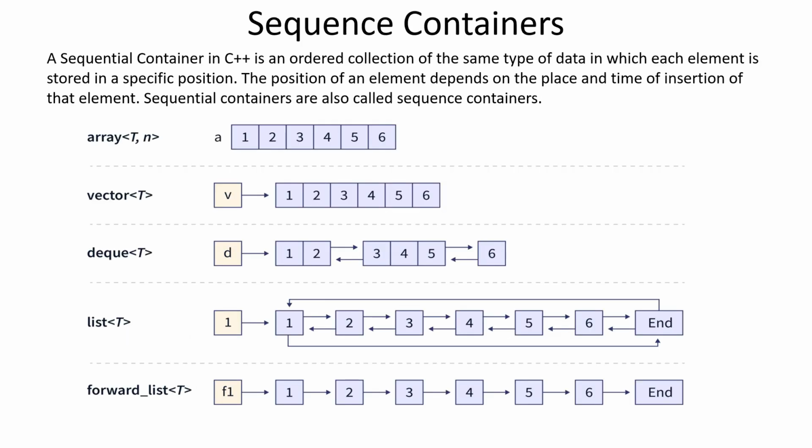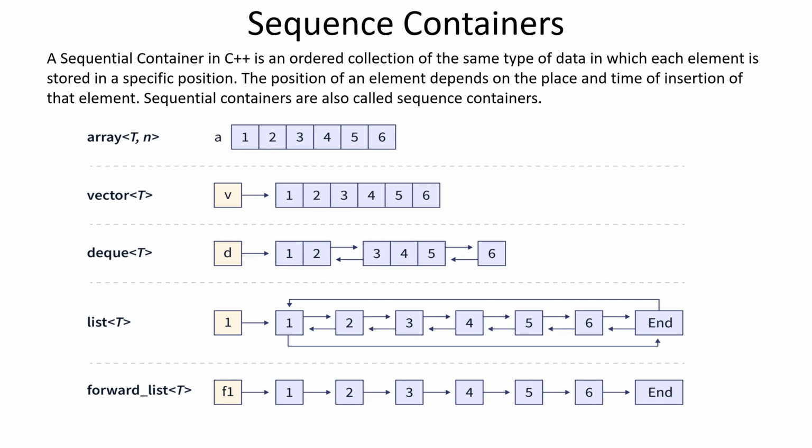Okay, sequence containers. In sequence containers, we have the types like arrays, vectors, deque, list, and forward list, right? So first, arrays. What is meant by array here? Arrays are containers of fixed size. They hold a specific number of elements. These elements are arranged in a strict linear sequence.